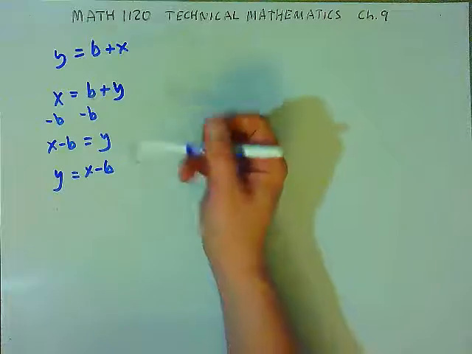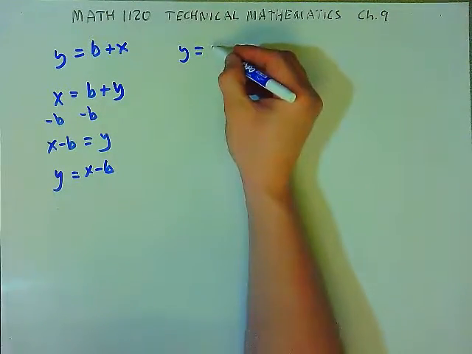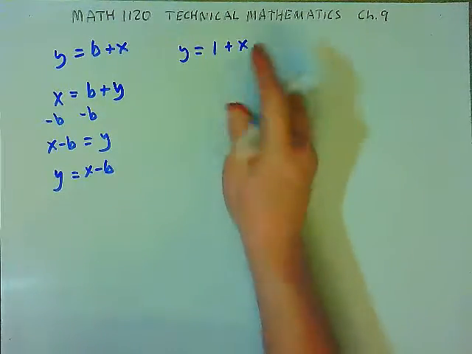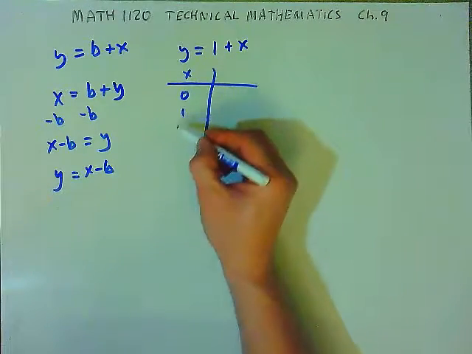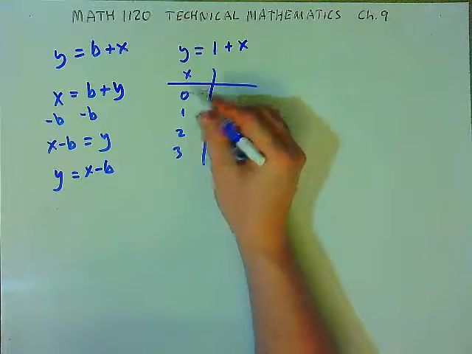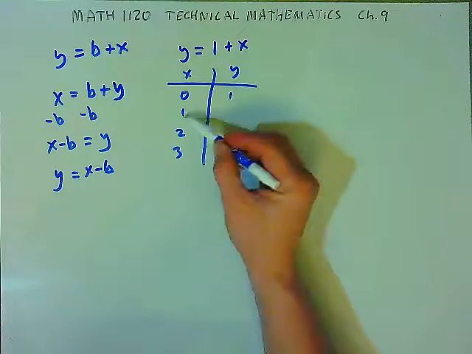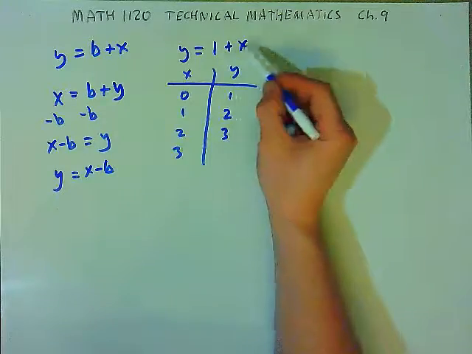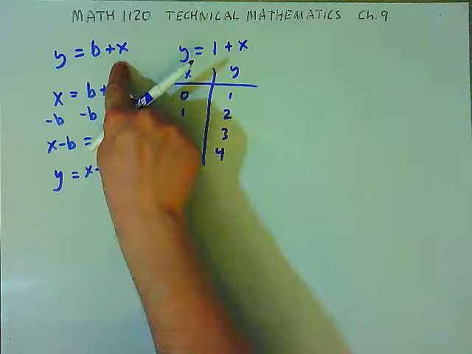And so, for example, let's say that y equals, let b be 1, okay? Let b be 1, and we're going to be adding x, right? So if we look at this function, if x is, let's say, 0, 1, 2, or 3, when we add 1 to x, we're going to get 0 plus 1, which is 1. That would be the value of y. 1 plus 1 is 2. 1 plus 2 is 3. And 1 plus 3 is 4. Right? This is the original function, the addition function.